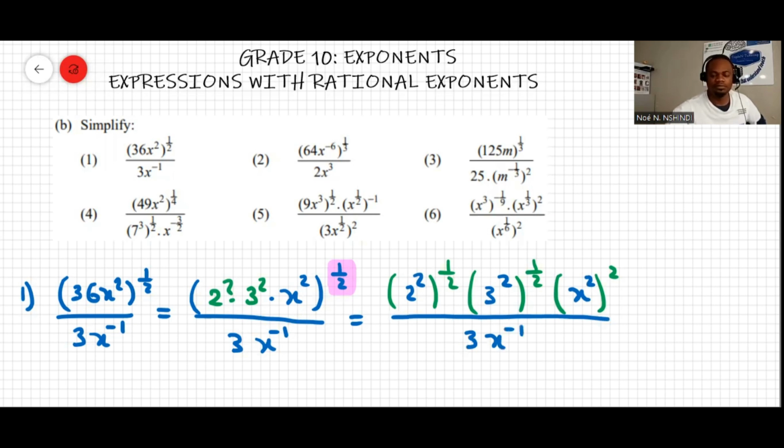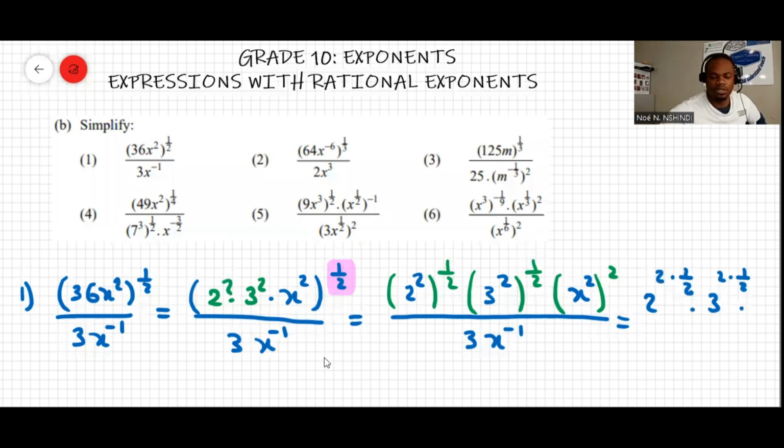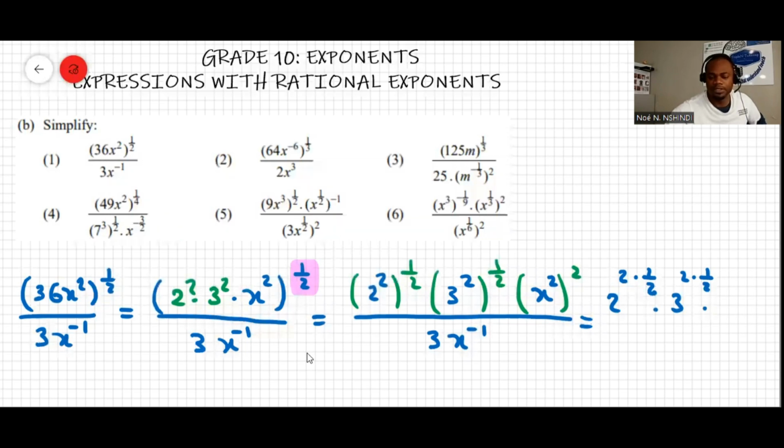Now, if we multiply, it's going to be 2 to the power of 2 multiplied by a half, multiplied by 3 to the power of 2 multiplied by a half, and then multiplied by x to the power of 2 multiplied by half, all over 3x to the -1. Now the denominator here is just 1, 1, and then 1. Now we can simplify this. We can simplify that, simplify that, simplify that.